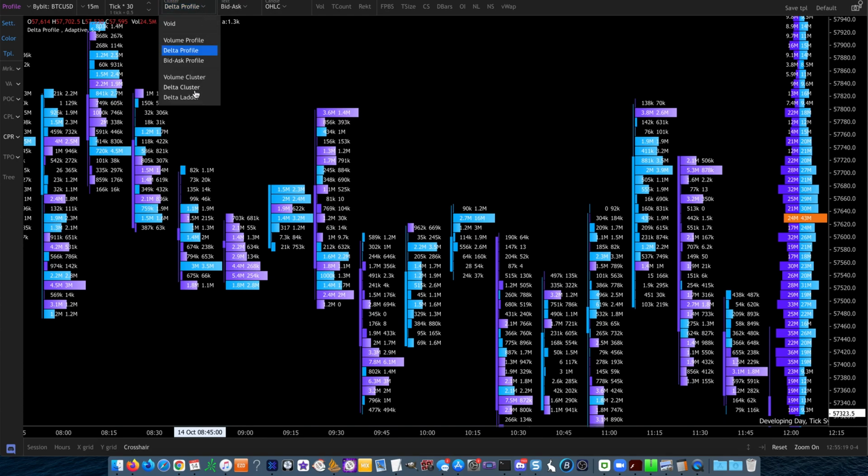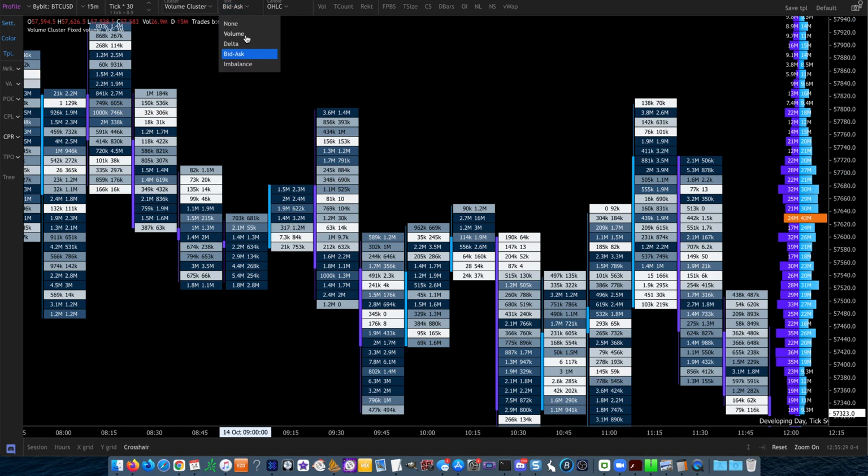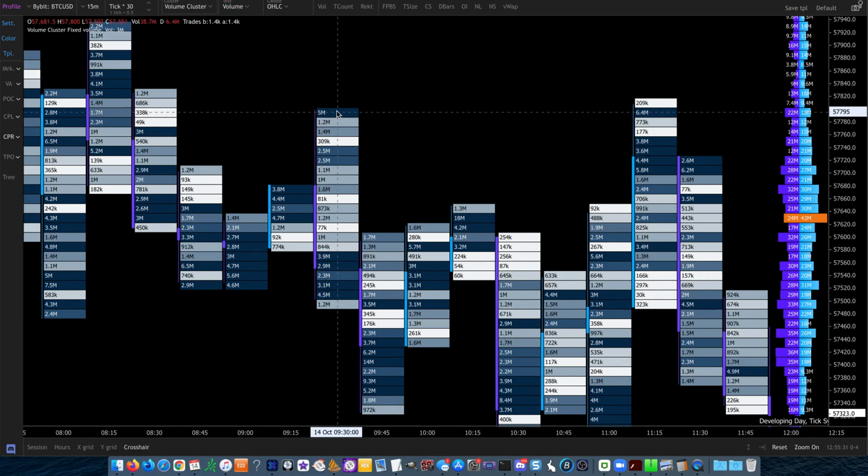Then you have these clusters down here. Now these clusters are basically just showing you everything in one big chunk, and based on the color of the chunk, it will tell you how much it was. So for example, when we're looking at the volume cluster, we can see that when the volume was higher, the bar here is darker, and when the volume was less, it's lighter. So it's a nice visual to tell you how much volume was coming in at any specific price during this candle.